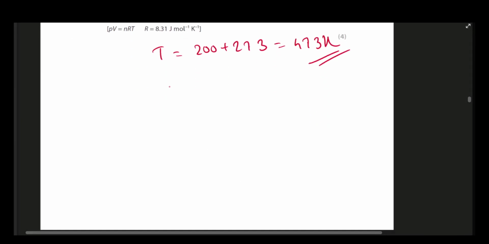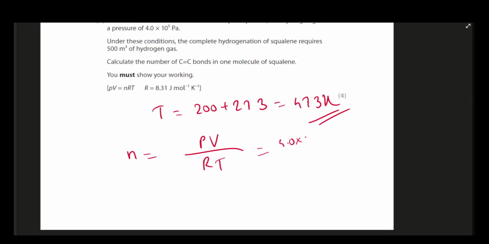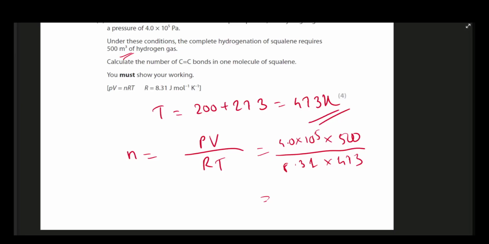Okay, next you make the subject n equals PV by RT, and then you place the values down here. So we got 4 times 10 to the power 5, and then you have V, which is obviously 500, and since it's already given in meter cube, we don't have to convert that. And then it is divided by 8.31 times 473. So if you do this math, you eventually get about 50882.429 as the number of moles.